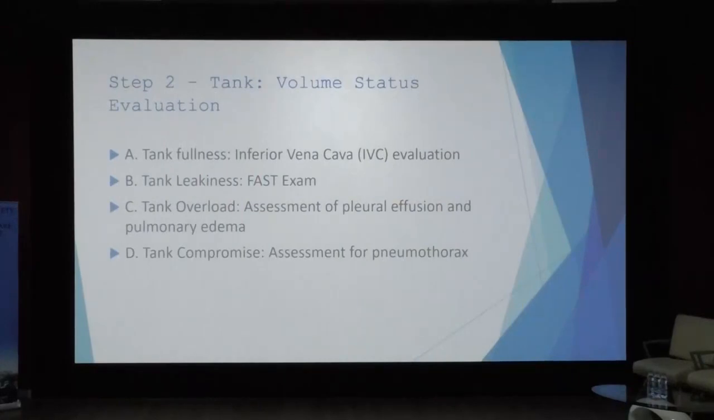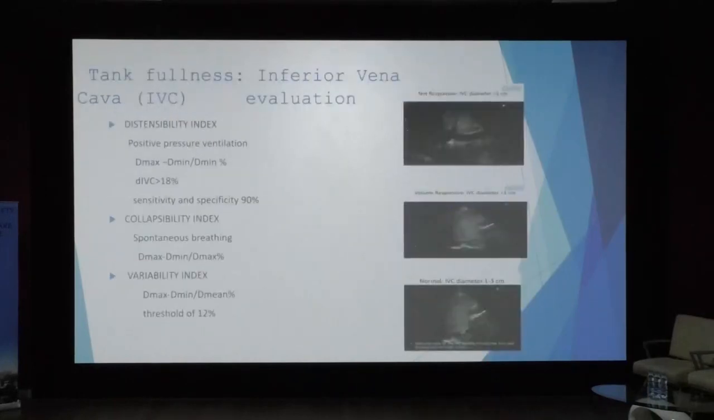Now step 2, we see the tank, the volume status evaluation, the tank fullness. I think in the previous slide the previous speaker spoke about IVC distensibility and the IVC collapsibility index. Just for completion's sake, in the next slide I'll show you the IVC evaluation, its pros and cons, when to check the IVC, and what fallacies there are. The tank leakiness, the FAST examination. The tank overload, assessment of pleural effusion and pulmonary edema, and tank compromise, assessment of pneumothorax.